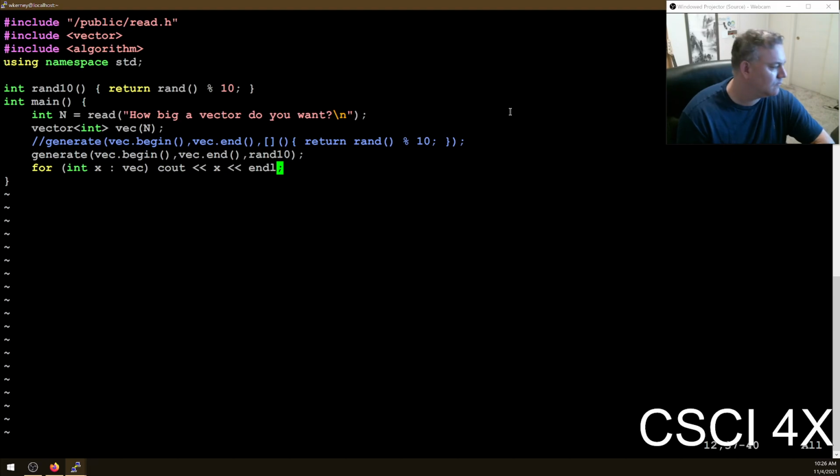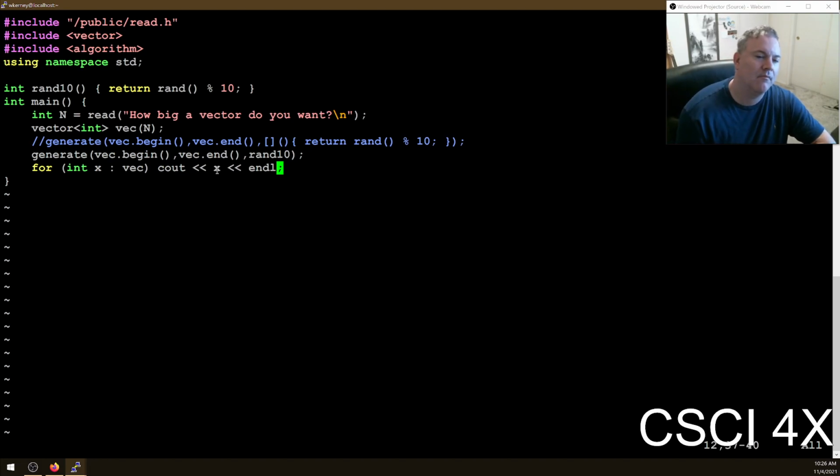Okay. So what's the difference? Functionally, nothing. This is actually exactly the same code. This and this, exactly the same. It's going to call this function over and over again, and each time it calls a function, it's going to take the return value and put it into the vector.